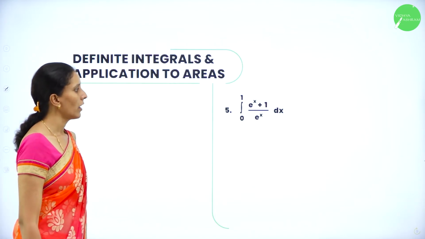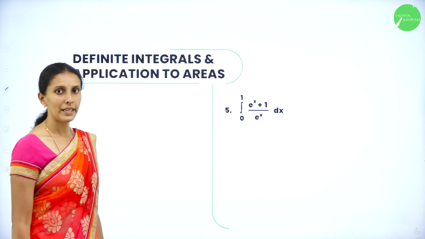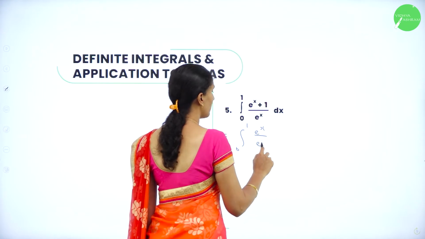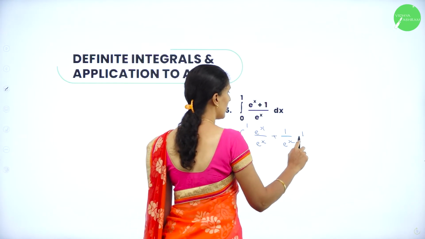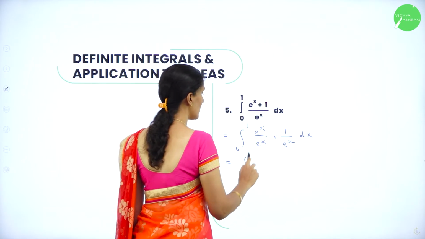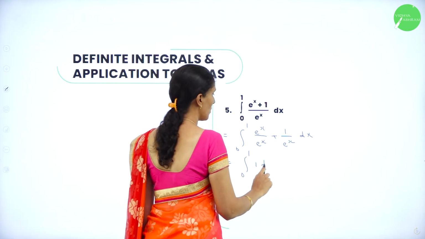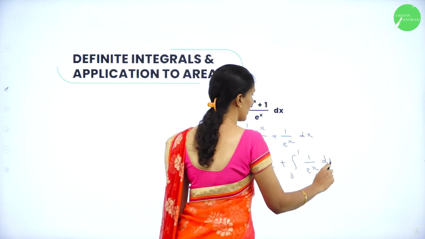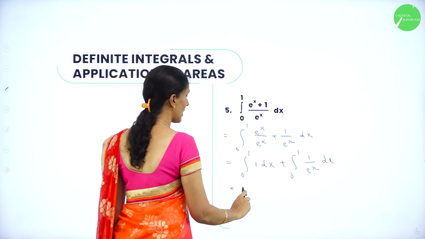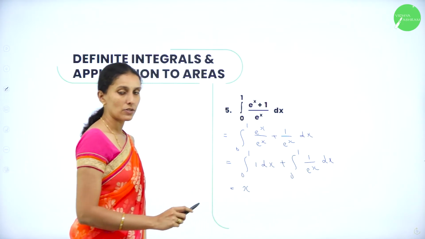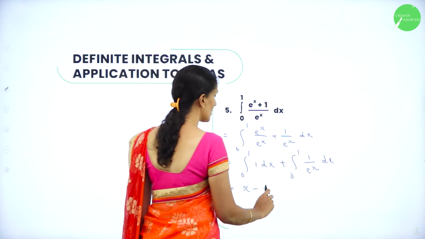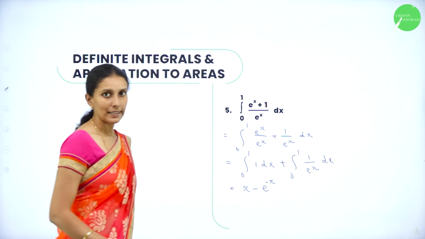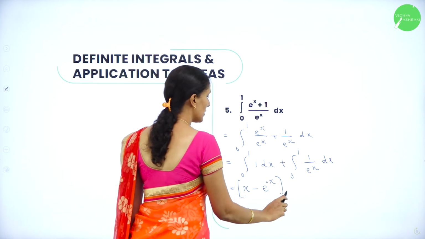Next one, e power x plus 1 divided by e power x. Let us write this integral as 0 to 1 of e power x by e power x plus 1 by e power x dx. So separate the integral: 0 to 1, e power x cancels, 1 into dx, plus 0 to 1 of 1 by e power x into dx. The integral of 1 into dx is x. This is e power minus x, so the integral of e power minus x is minus e power minus x. So this is the integral value. So we have the limits from 0 to 1.